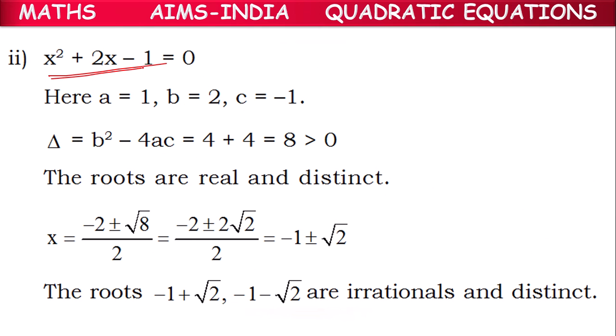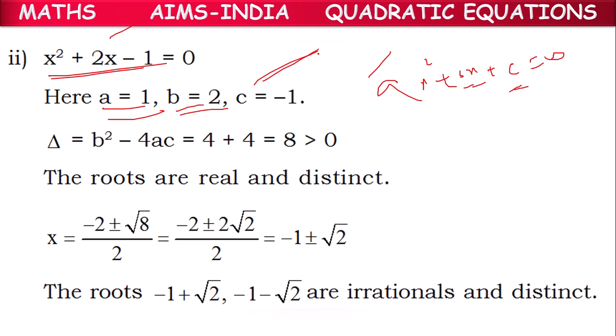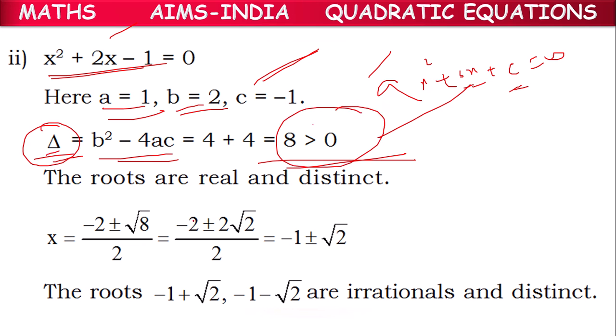Next, another equation. Let's compare it with ax square plus bx plus c equal to 0, where a equals 1, b equals 2, c equals minus 1. Delta value, b square minus 4ac, 8, greater than 0, which is positive. If the discriminant is greater than 0, roots are real and distinct.